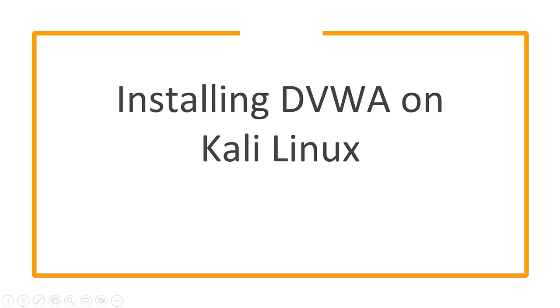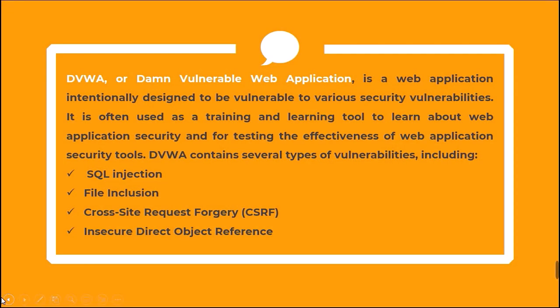In this video, we are going to see how we can install DVWA, the Damn Vulnerable Web Application, on Kali Linux. DVWA is a web application intentionally designed to be vulnerable to various security vulnerabilities. It is often used as a training and learning tool to learn about web application security and for testing the effectiveness of web application security tools. DVWA contains several types of vulnerabilities, including SQL injection, file inclusion, cross-site request forgery, insecure direct object reference, and many more.